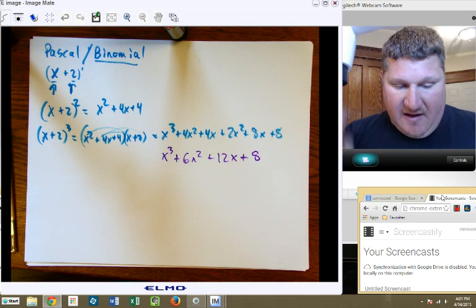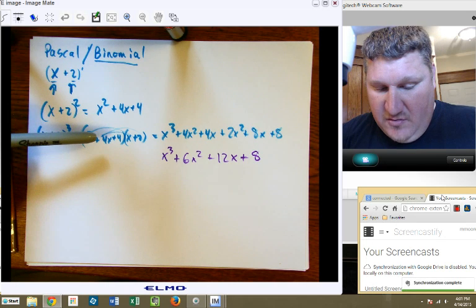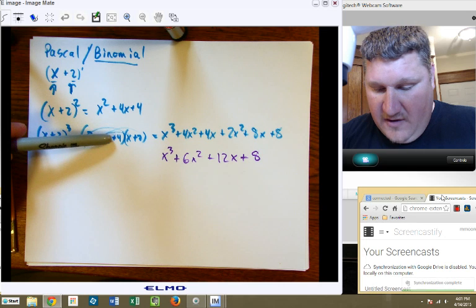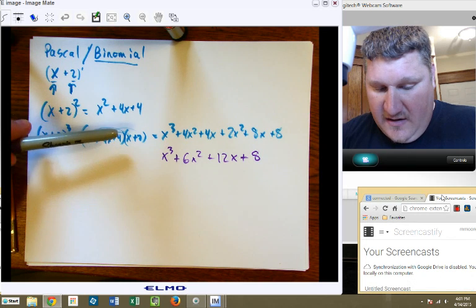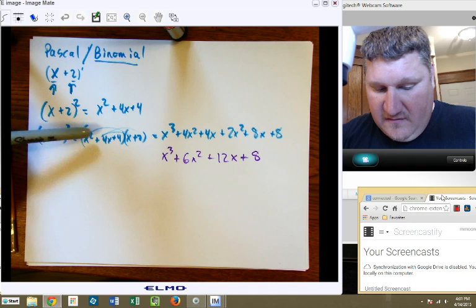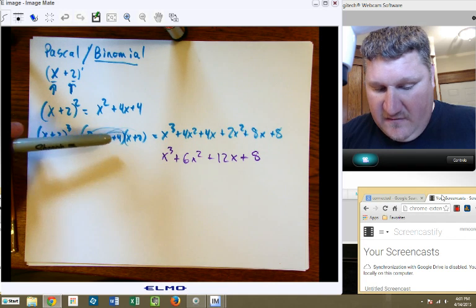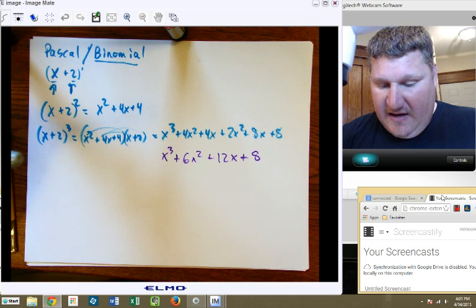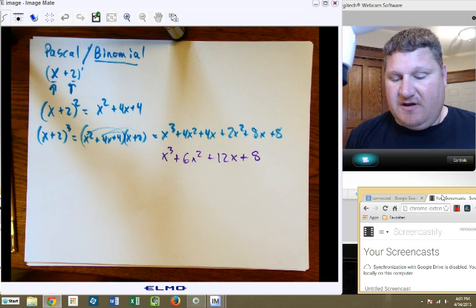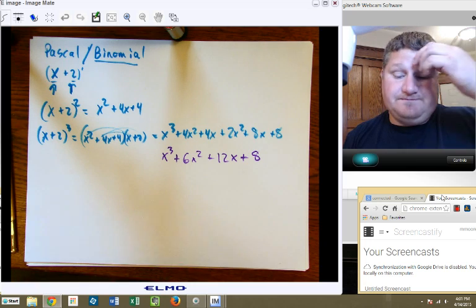Now let's double check my math on this. x cubed and 4x squared and 4x. And I come up with 2x squared. And I come up with 8x plus 8. Okay, so it begins to work out very, very nicely.